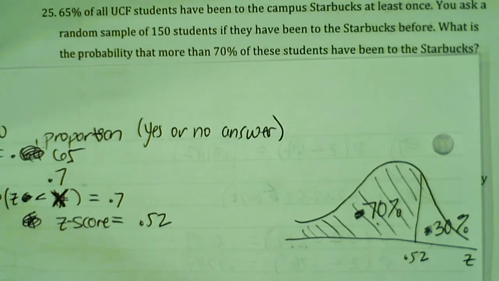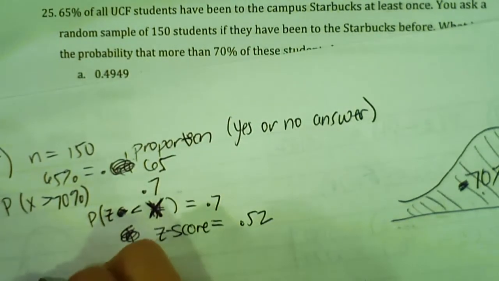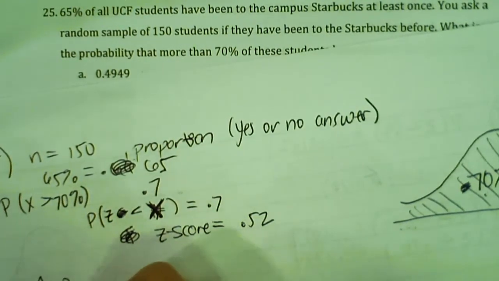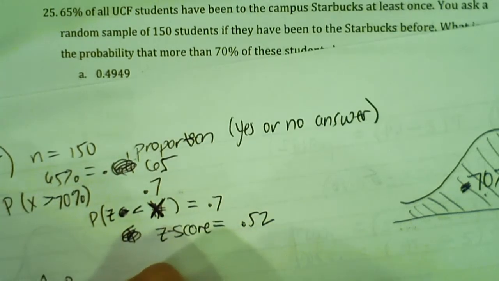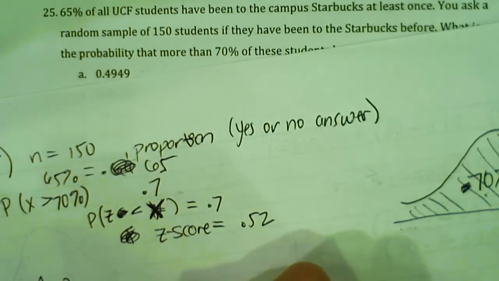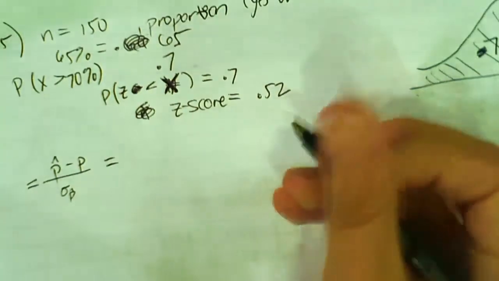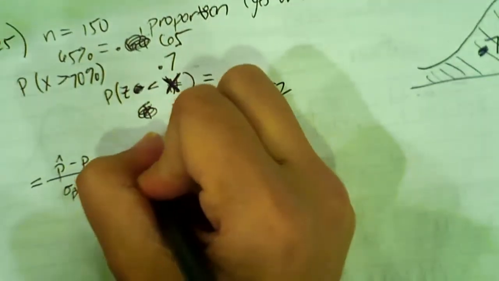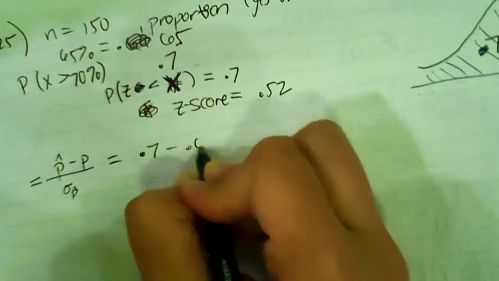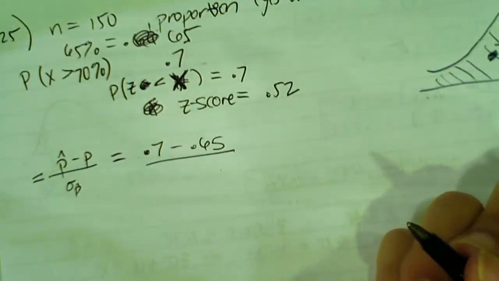It was the Z-score equals P hat minus P divided by the standard deviation of P hat. Okay. So P hat minus P divided by the standard deviation of P hat. Is that what you're saying? Okay. So if we do that, then what would be P hat and what would be P? So P hat is 70%. So then P would be 0.65.